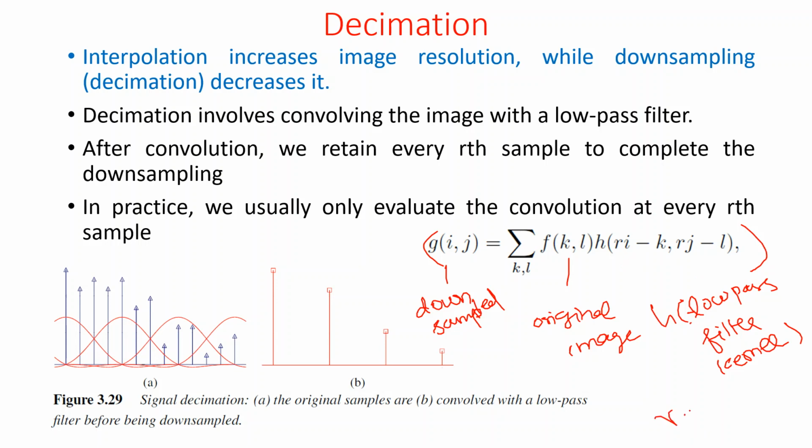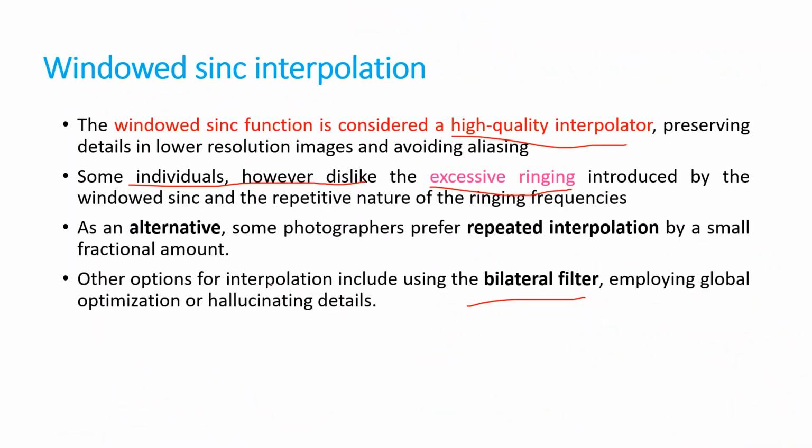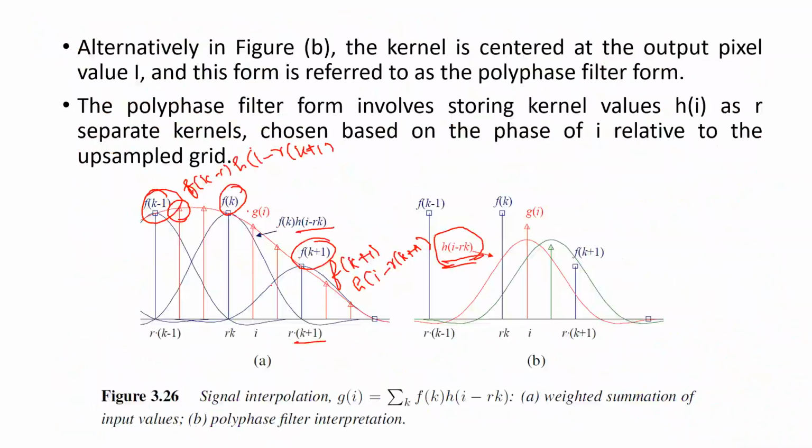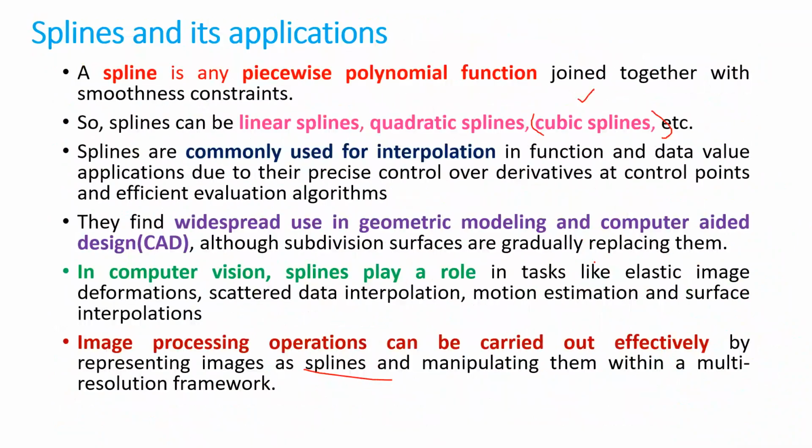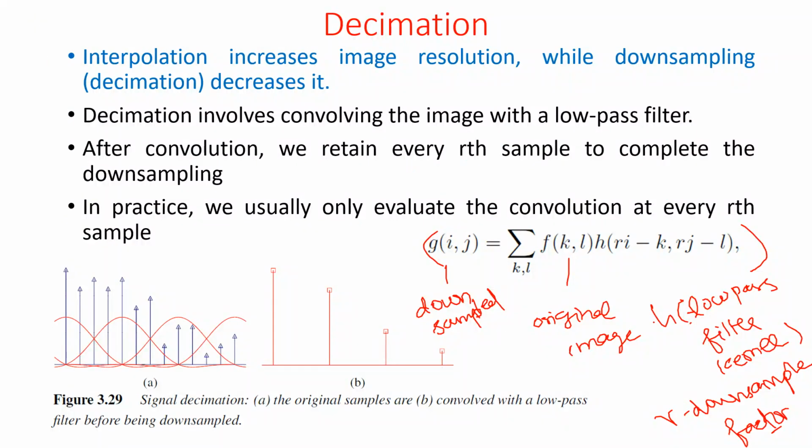And R represents the downsampling factor. How much do we have to downsample? It is a numerical value, either 2 or 3. So this figure represents the decimation curve. Previously we have seen the interpolation curve, right? In the case of the interpolation curve, we converted the weighted summation or polyphase. Similarly, we are going to see some curves for decimation too.